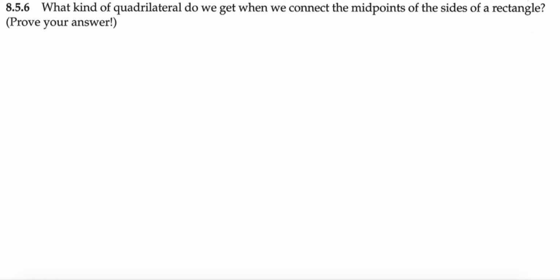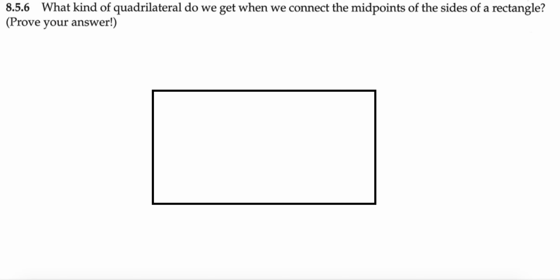All right, number 6. What kind of quadrilateral do you get when we connect the midpoints of the sides of a rectangle? Now, I have a rectangle. Let us try to see, the midpoint would be somewhere around here, somewhere around here. So is this one, so is this one.